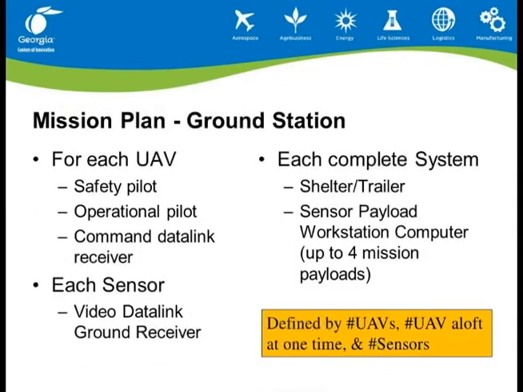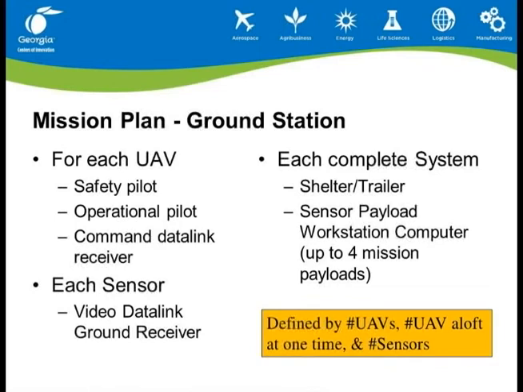That's an option you need to think about. Ground station. For each UAV, you have to have a safety pilot, an operational pilot, and a command data link receiver. So if you have multiple UAVs in the air at the same time, let's say you have 3 in the air, you would have to have 3 safety pilots, 3 operational pilots, and 3 command data links. For each sensor, you have to have a video data link ground receiver. So if you had multiple UAVs in the air with multiple sensors, you have to do it. If you had 3 UAVs, each with 2 sensors, that would be 6 video data link ground receivers that you'd have to have. That's going to add to your cost. You have to have a bigger ground station to hold all that equipment.